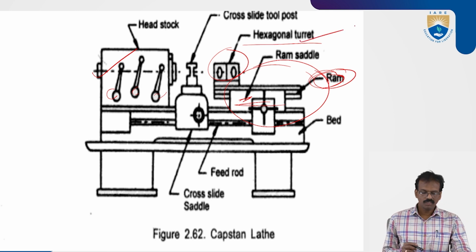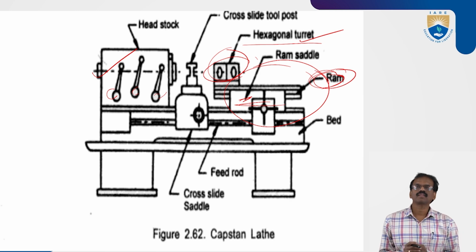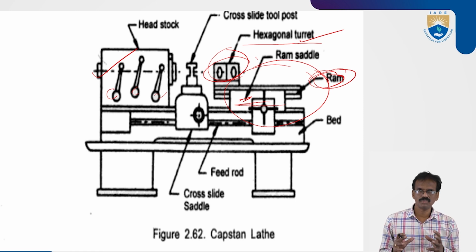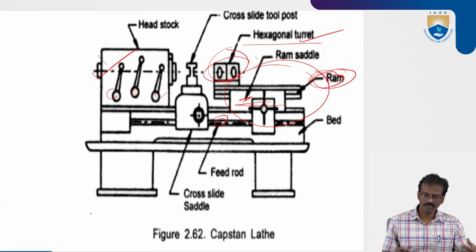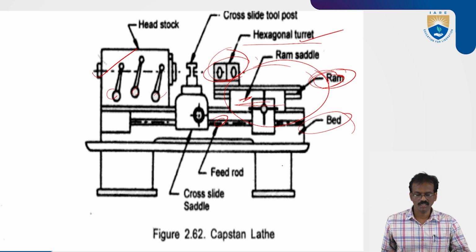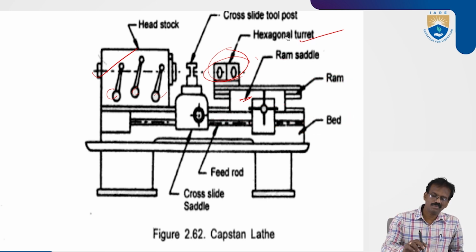This hexagonal turret head has 6 faces, and on each face we can fix different tools. It means 6 faces have 6 types of tool bits. The feed rod and everything else is similar to the standard lathe machine, only the attachment differs. So this is mainly used for the production of different heavy objects also.